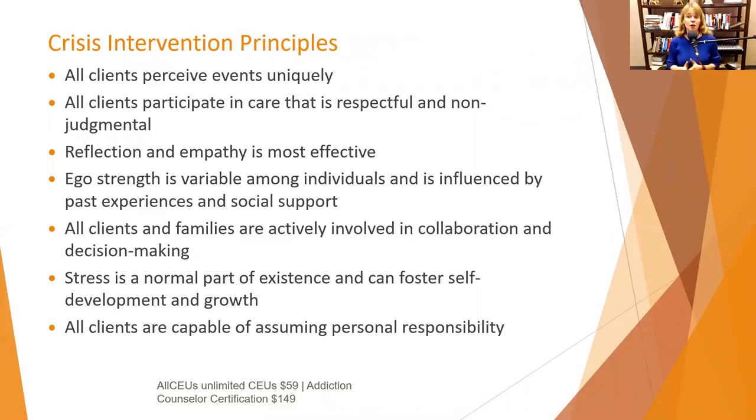Ego strength is a variable among individuals, and it's influenced by past experiences and social support. So who they are, what they want, if they're a good person, all those beliefs that they may have depend on the person. Some people have very little ego strength, and they're always chameleoning, trying to be what everybody else wants them to be in order to get approval. Their self-esteem is really low, etc. It's important that clients and families are actively involved in collaboration and decision making, because in crisis, it feels like everything's out of control, hopeless, helpless. When they start making progress, it's important for them to feel like they're in control of the process. They're developing that self-efficacy again.